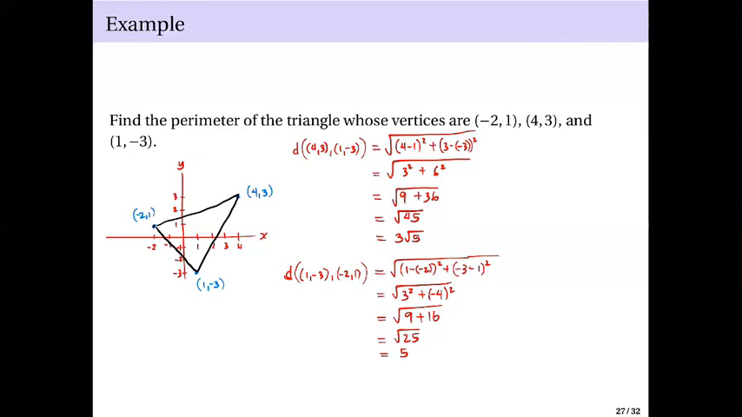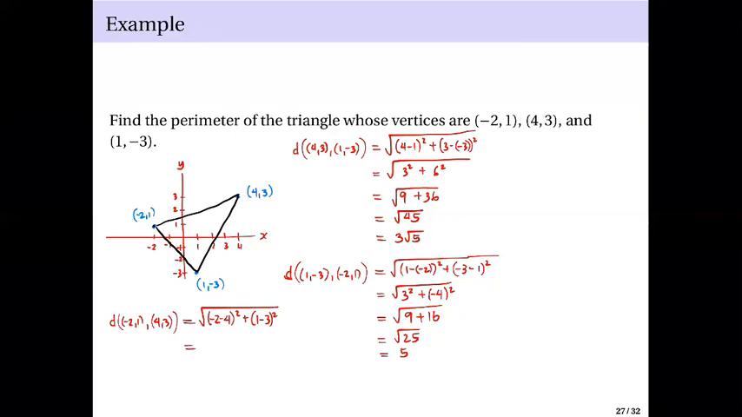Okay? So the distance now between negative 2, 1 and 4, 3. So this is the square root of negative 2 minus 4 quantity squared plus 1 minus 3 quantity squared.